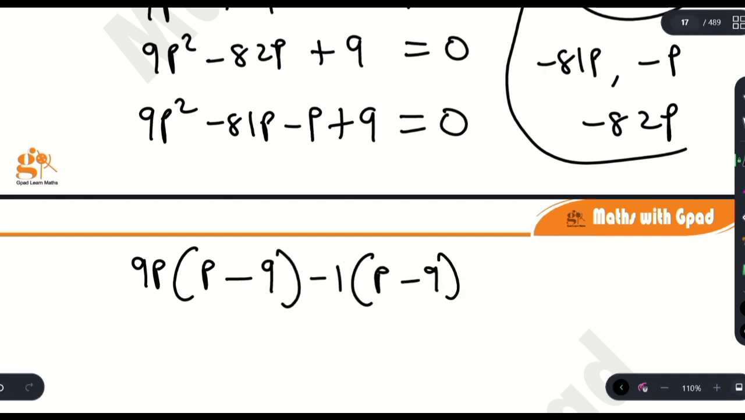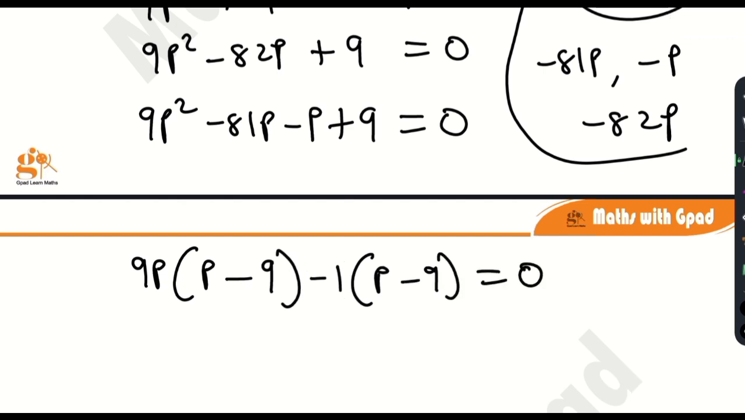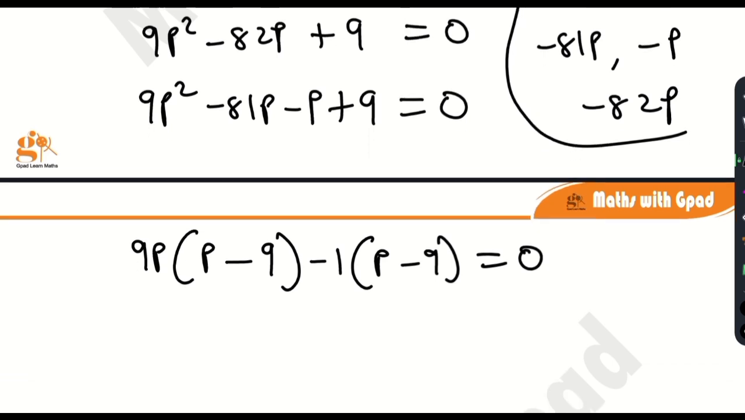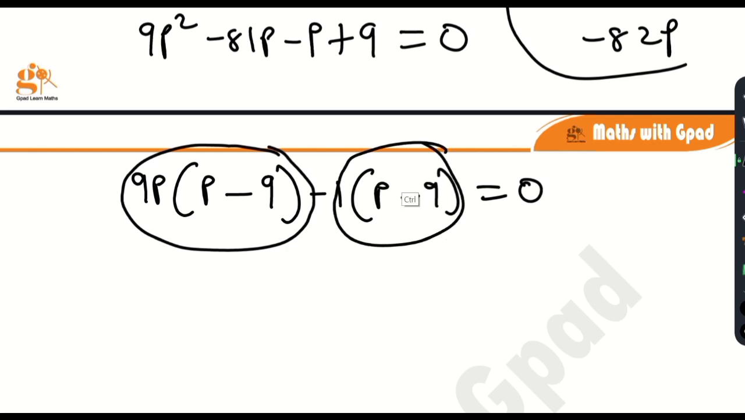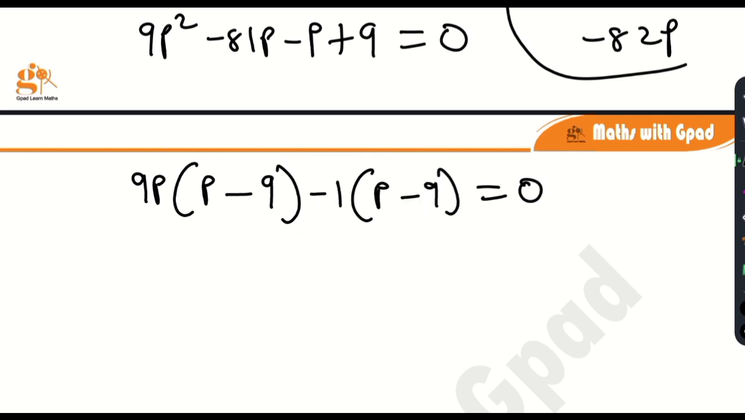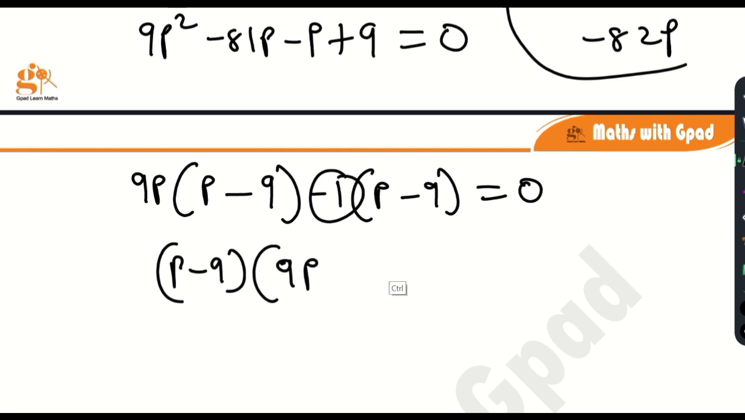Negative 9. Close the bracket, and this is equal to 0. One more factorization, because we have a common term. If you look at this term and this one, what do you think is common? P minus 9. That's right. So p minus 9 is factored out again. What you have now is 9p here and negative 1 here, and all is equal to 0.